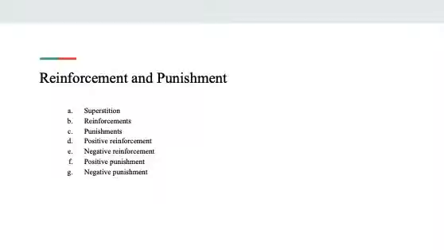Reinforcements, stimuli that make a behavior more likely to recur. Punishments make the behavior less likely to occur. Positive reinforcement, the addition of a stimulus following a behavior, increasing the likelihood of that behavior, for example, a treat or a food.